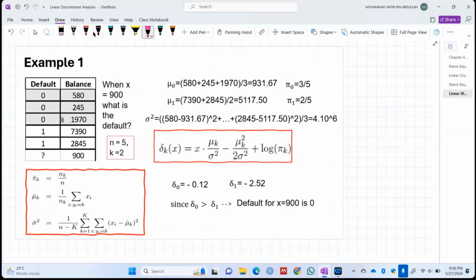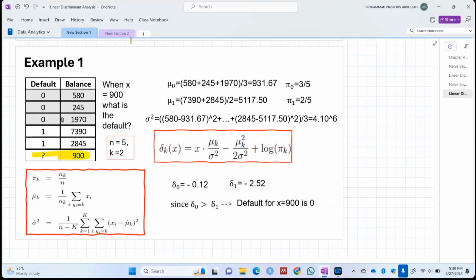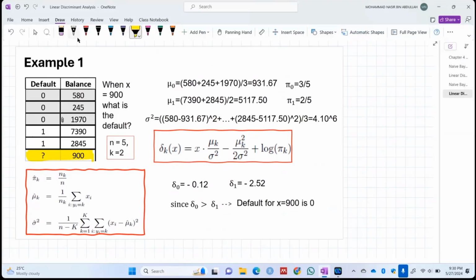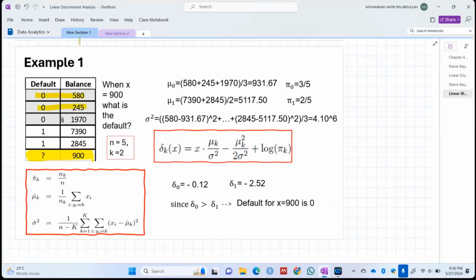No, we have 5. So this one is not yet classified. We want to predict, when balance equals 900, what is the default value? For the first step, we need to calculate the mean for each class. This is the class for default equal to 0. We need to calculate the mean.